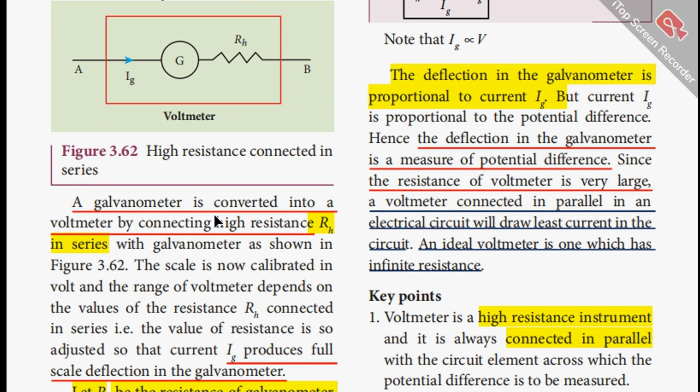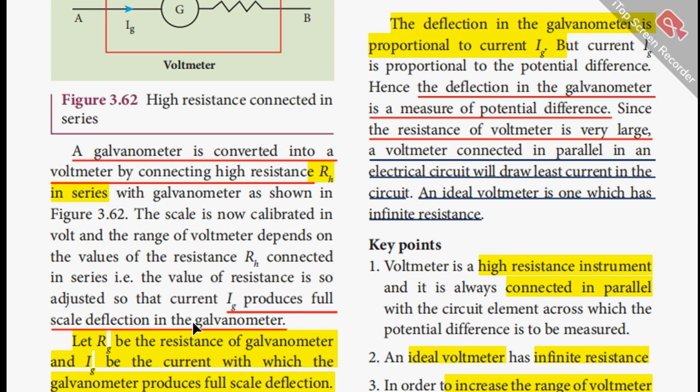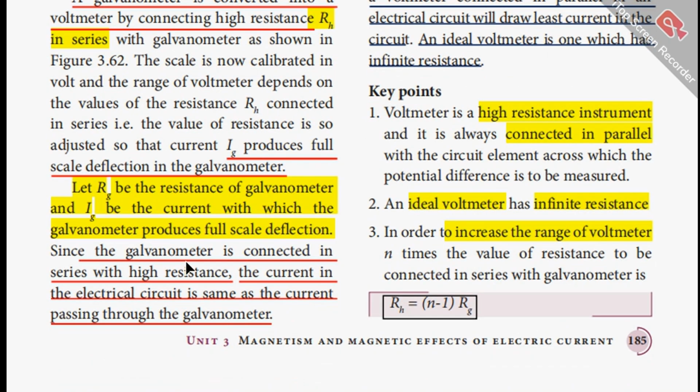A galvanometer is converted into a voltmeter by connecting a high resistance H in series with the galvanometer as shown here. The scale is now calibrated in volts, and the range of the voltmeter depends on the value of the resistance H connected in series. The value of resistance is so adjusted that the current Ig produces full-scale deflection in the galvanometer. Let Rg be the resistance of the galvanometer and Ig the current with which the galvanometer produces full-scale deflection. Since the galvanometer is connected in series with the high resistance, the current in the electrical circuit is the same as the current passing through the galvanometer.